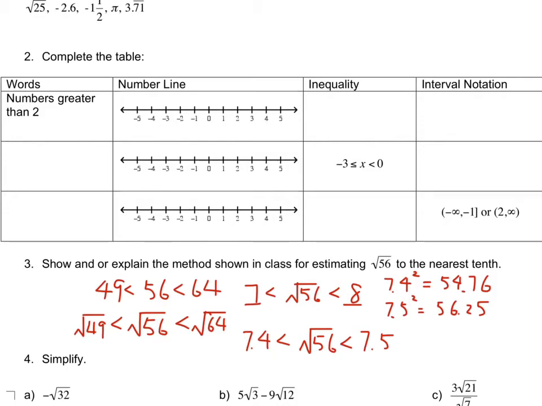Next, how do we estimate to the nearest 10th? We need the digit after the decimal point. Is it going to be closer to 8 or 7? The difference between 64 and 56 is 8. The difference between 49 and 56 is 7. So we know it's going to be closer to 8 rather than 7. So the numbers we're testing are 7.4 squared and 7.5 squared. After we calculate, 7.4 squared is 54.76 and 7.5 squared is 56.25. So we know the square root of 56 falls between 7.4 and 7.5, and the answer is that the square root of 56 equals 7.5.